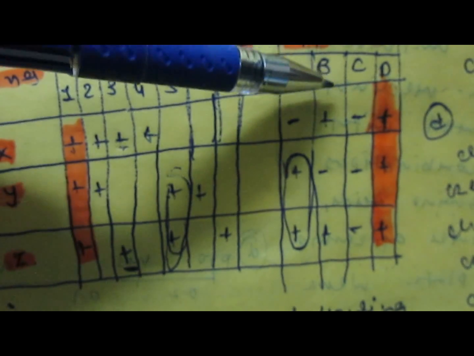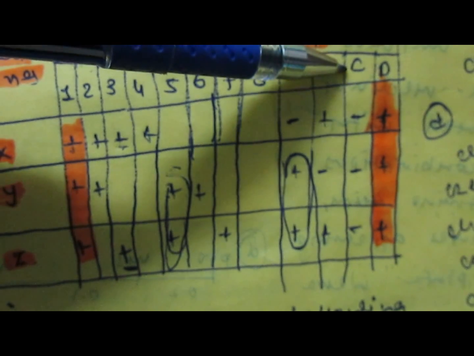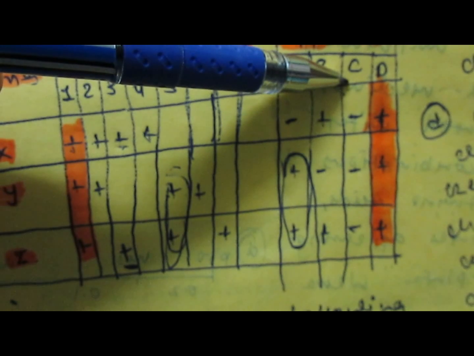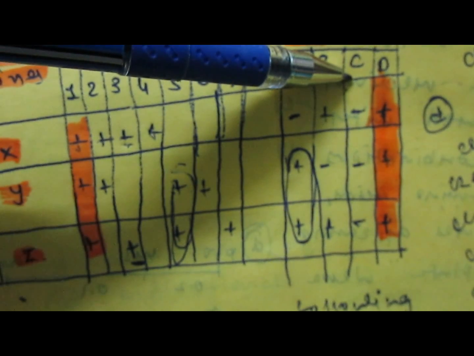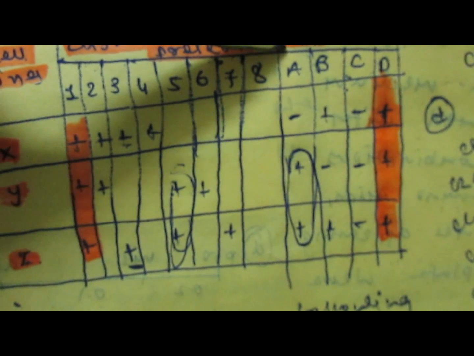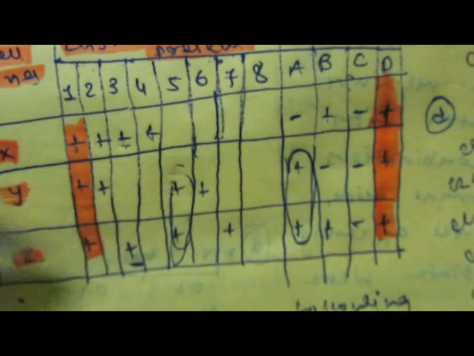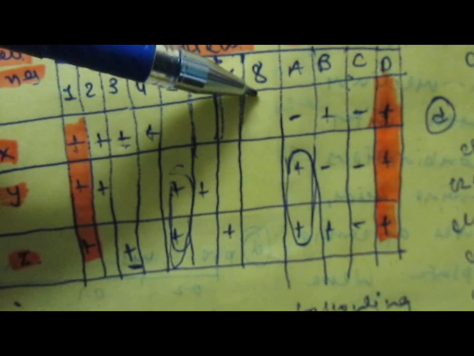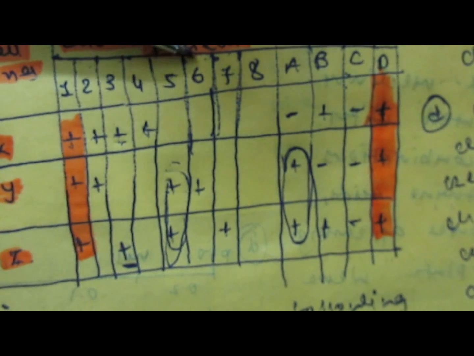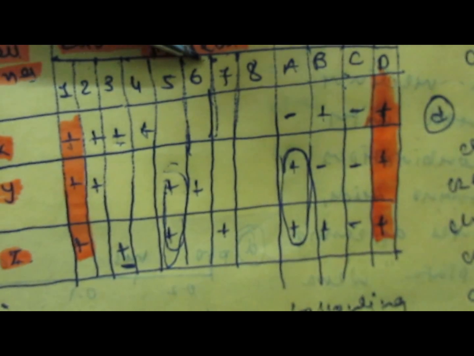Whereas product C is not present in any of the X, Y and Z cell lines. So we can find the 8th chromosome, which indicates that product C is not present in X, Y, Z. That means there are chances that product C is present on the 8th chromosome.